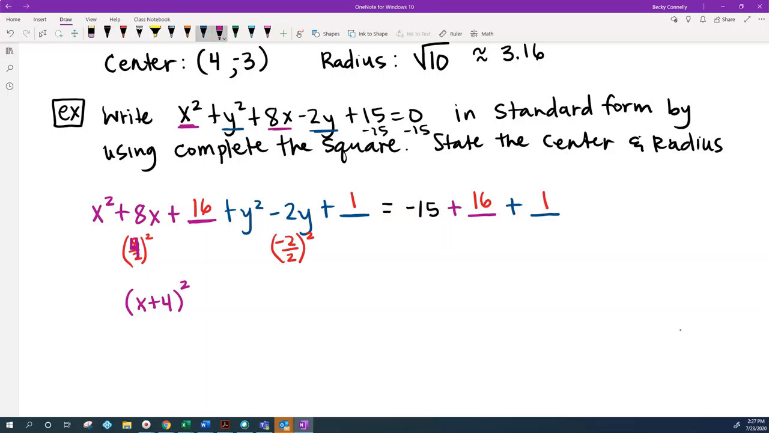And then similarly, on the blue part, half of our negative 2 is negative 1. So when I write this out, I'll have plus y minus 1. So be careful, that's negative there. This is also negative here. Negative 1 all squared. And then I just need to combine the things together here. So negative 15 plus 16 is 1, plus 1 is 2.